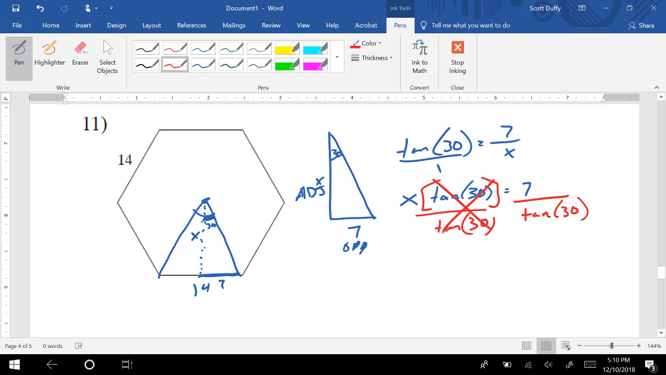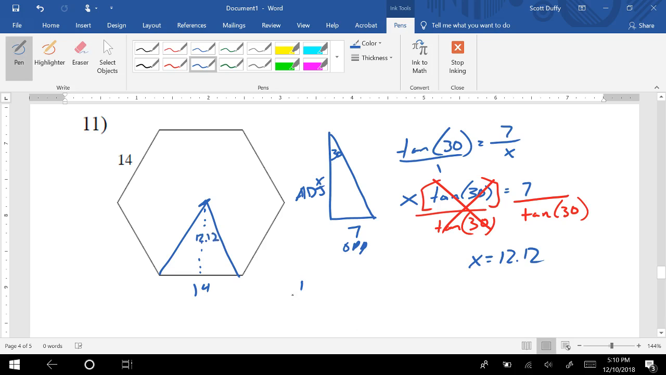Cross this out over here. I get x equals 7 divided by the tangent of 30, which is 12.12. Okay, now I'm going to go back here. I'm going to just redraw what I know. That was 14. I know the height is 12.12.